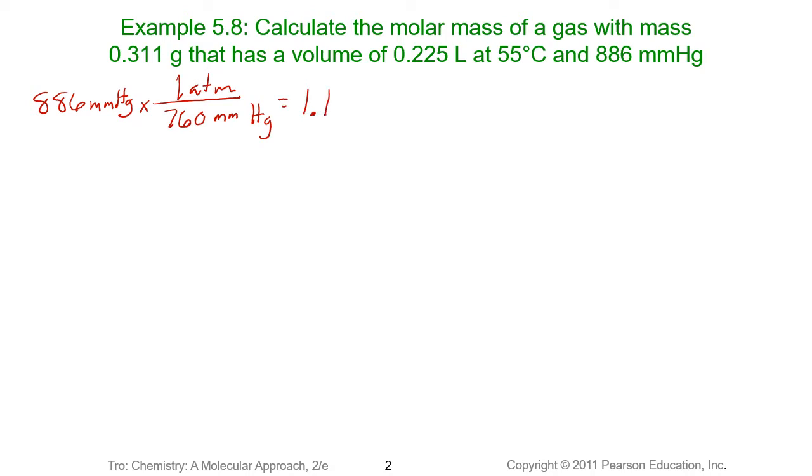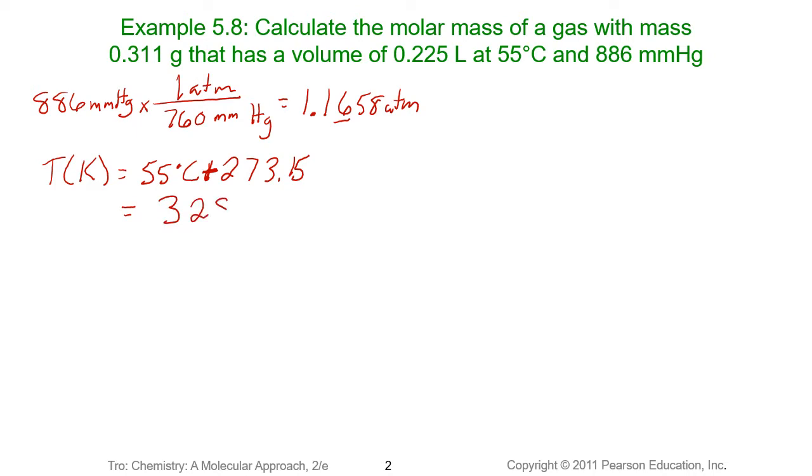So we get 1.1658 atmospheres. We have to convert our temperature into Kelvin, so 55 degrees Celsius plus 273. We get 328 Kelvin.